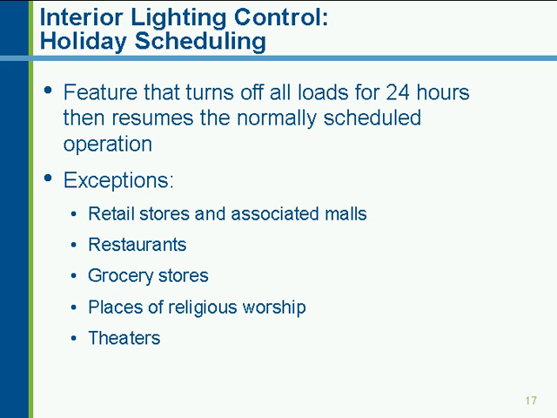The one final control for scheduling is called holiday scheduling. In a lot of building types, you're required to have a separate control that will turn off all lighting loads for 24 hours and then resume. There are some exceptions where it doesn't make sense because holidays are not typically observed from building operating conditions, such as retail stores, restaurants, groceries, places of worship, and theaters, which are typically operating during holiday hours. These would be exempted.